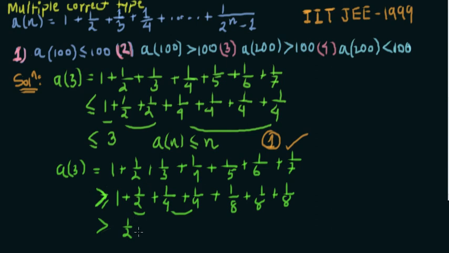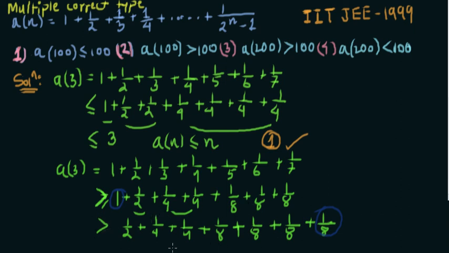So 1 by 2, 1 by 4 plus 1 by 4, and 1 by 8 plus 1 by 8 and plus 1 by 8. Okay, now let me just mark them by the same color, this 1 by 8 and this 1, where this 1 by 8 came from. So a part of 1 came here and the rest just went out. That's why we got this strict inequality.